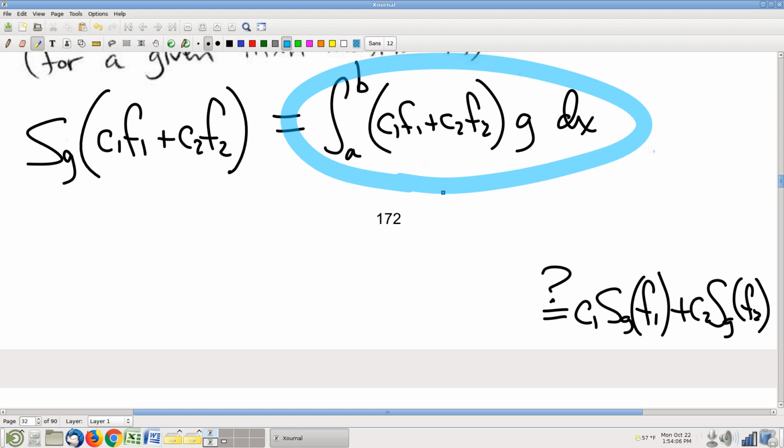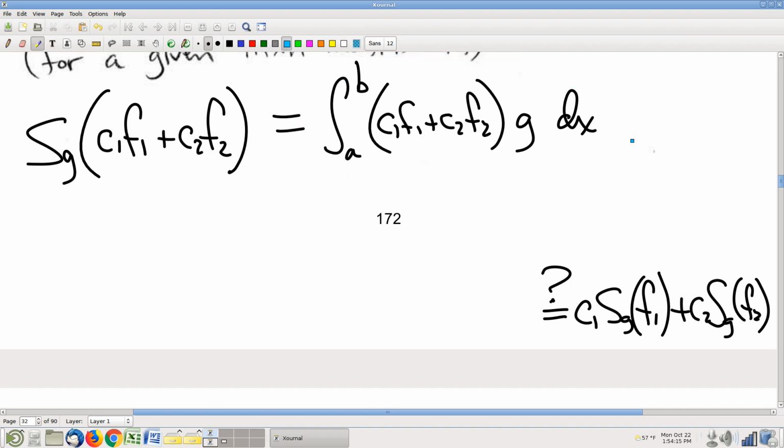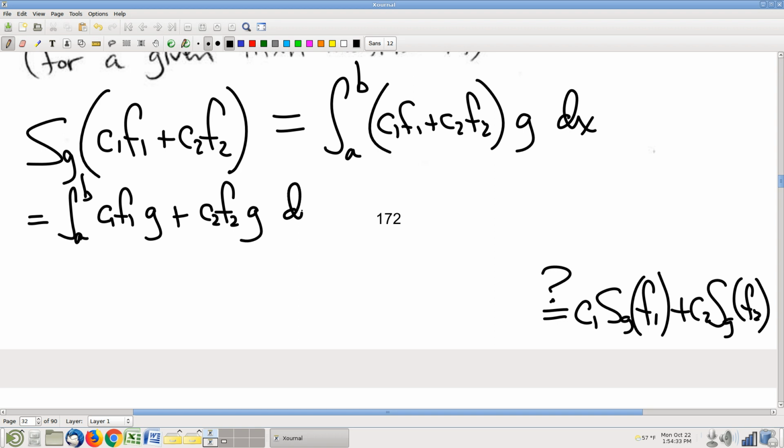It's a calculus expression, right? So now I just have to start writing down things that I know about calculus. I mean, flashback memories from Calc 2. And here we go. First of all, I'm going to observe that I can multiply out the interior. This isn't even really calculus. I'm going to rewrite this as C1 F1 G plus C2 F2 G, right? That's just algebra.